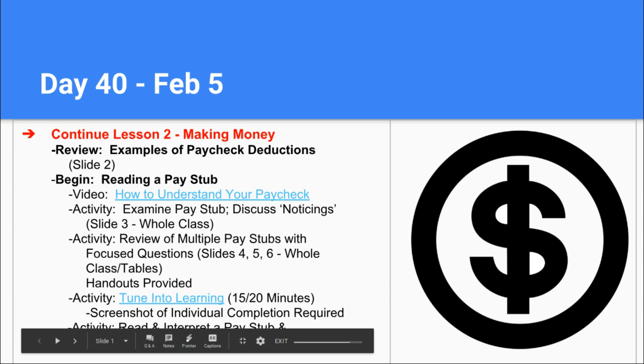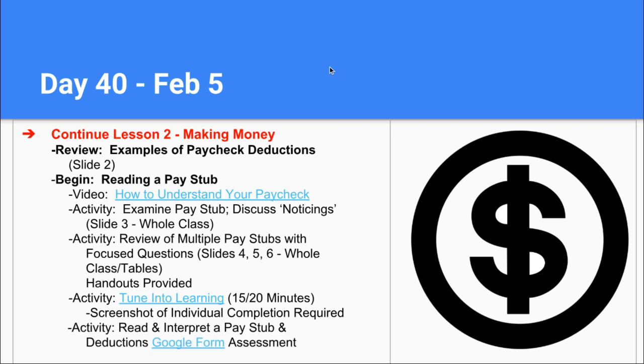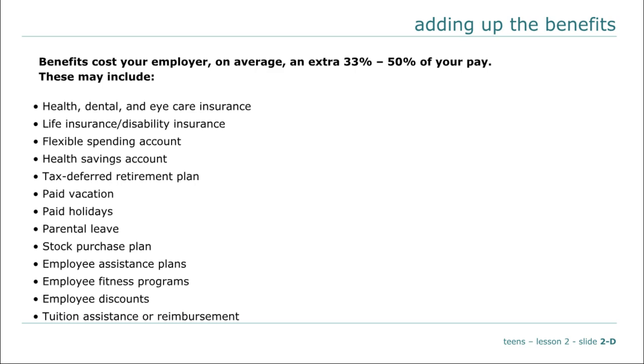These are the activities for February 5th for financial literacy. So make sure that you check the stream for all attachments that I've included for you. What you're seeing in front of you is the agenda for the day. We're going to start class with reviewing examples of paycheck deductions. You're going to find those on the next slide. This is something that we talked about in depth the previous class.